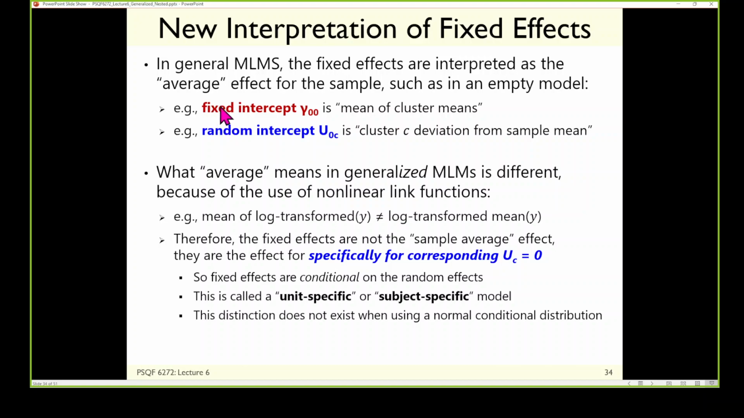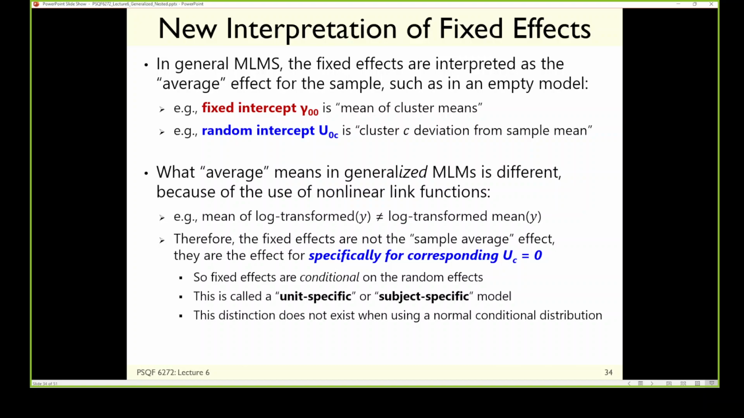The interpretation for fixed effects changes to become something that is known as unit-specific or subject-specific, and it is also conditional on a random effect being 0. So the way that I would interpret this fixed intercept is this is the expected mean specifically for a cluster whose random intercept is 0. It is not the mean anymore, but for binary data, at least according to Walt Stroop's book, he says it's closer to a median.